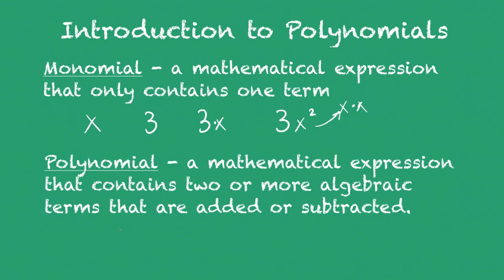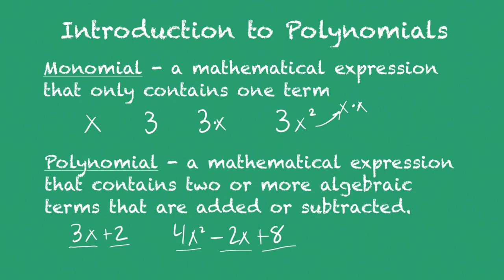A polynomial is a mathematical expression that contains two or more algebraic terms that are added or subtracted. So it's basically a group of monomials that are being added or subtracted. So one example could be 3x plus 2. We have two terms, one being 3x, the other one being 2, and they're being added to each other. Another example, if we add some exponents with our variables, we can have 4x squared minus 2x plus 8. In this one, we have three terms that are either being added or subtracted.